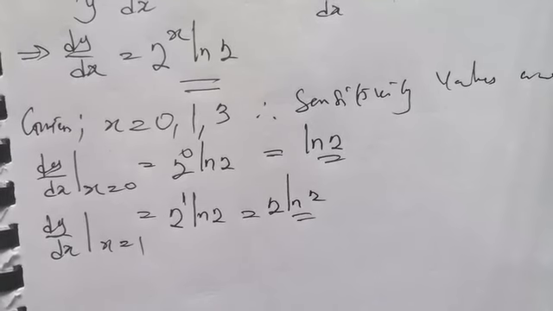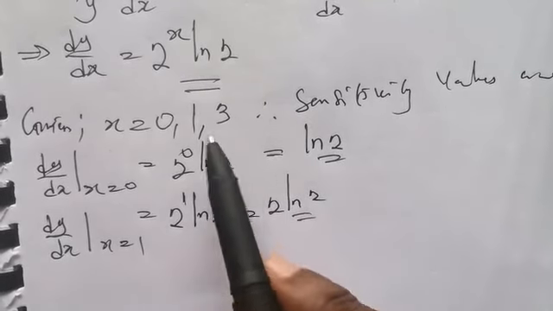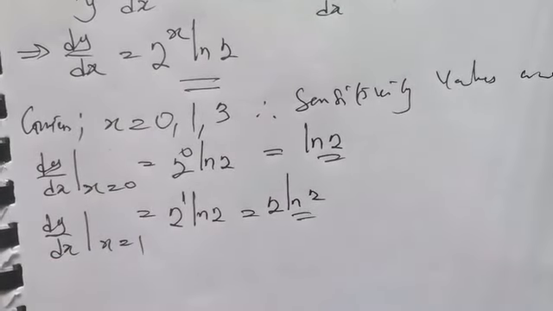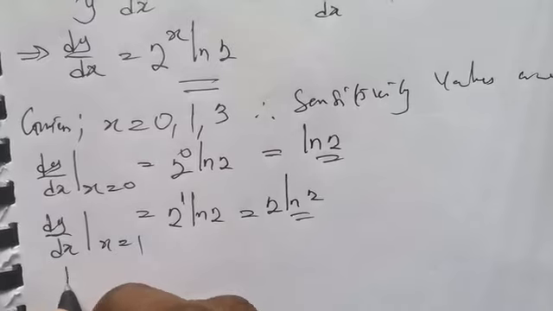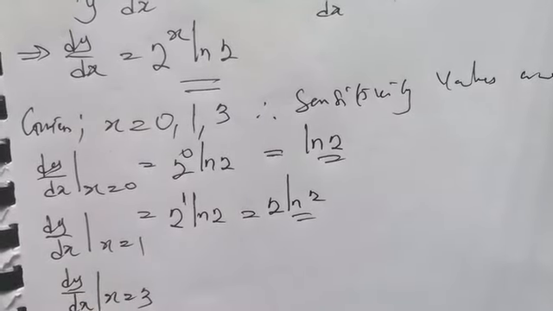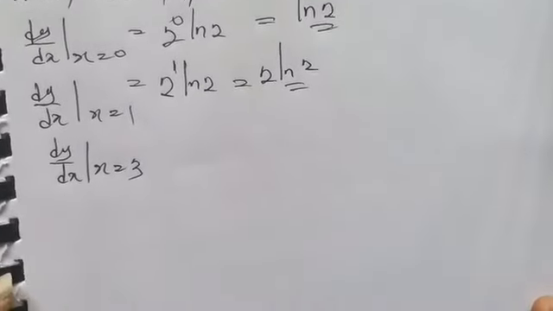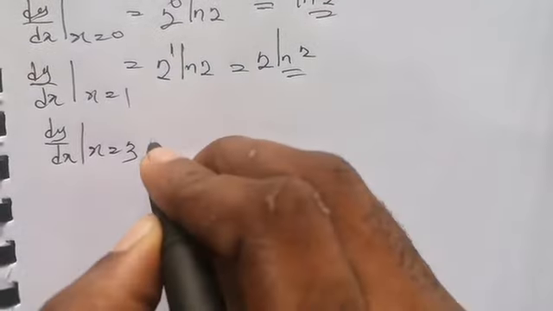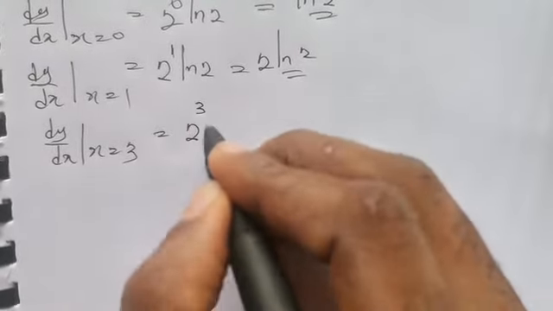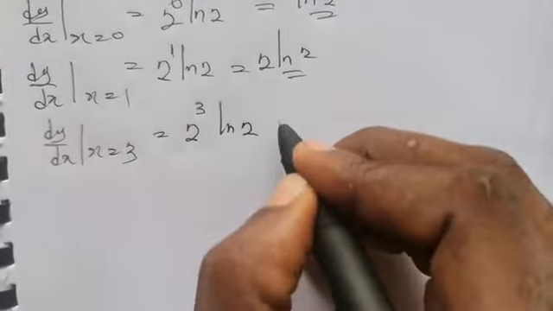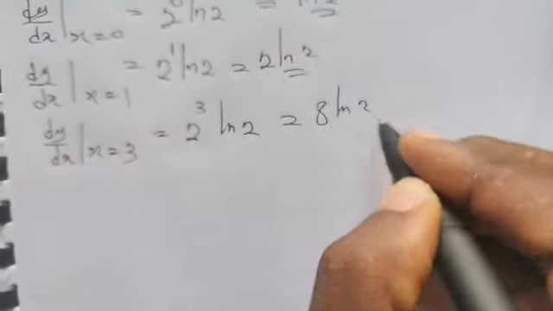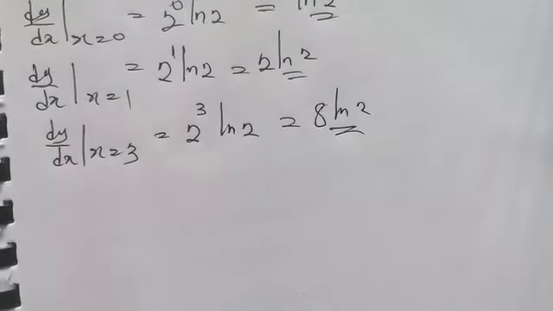Finally, we find the sensitivity value at x equal to 3, which means my dy/dx value becomes 2 to the power of 3 ln 2. So we find dy/dx at x equals 3. At x equal to 3, my sensitivity value is going to be equal to 2 to the power of x, where x is 3, multiplied by ln 2. This is equal to 2 to the power of 3, which is 8, times ln 2. This becomes my sensitivity value.